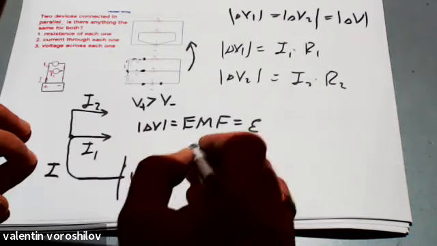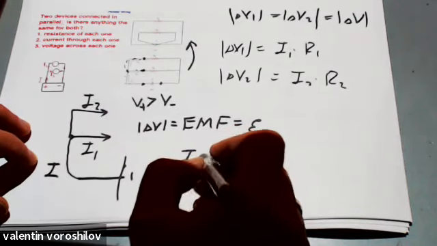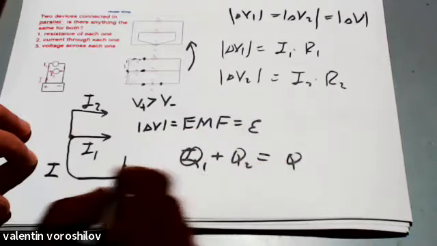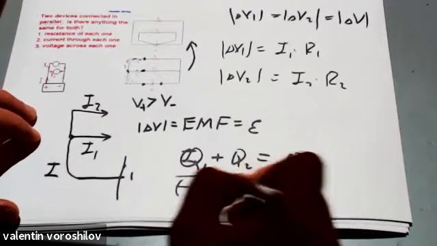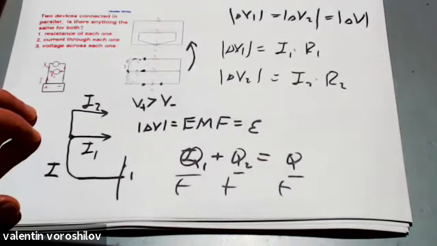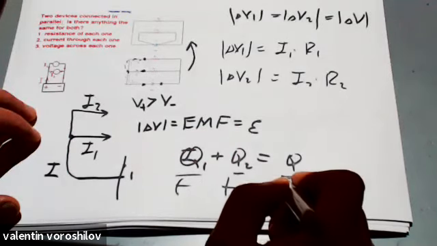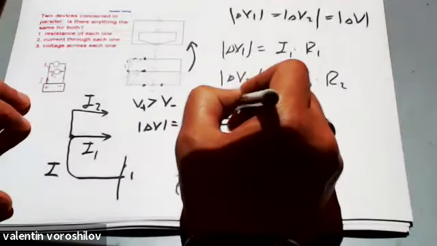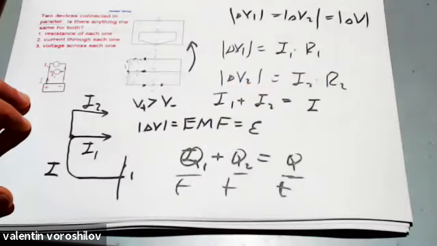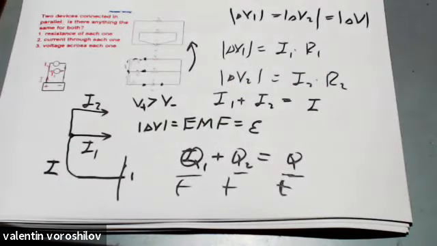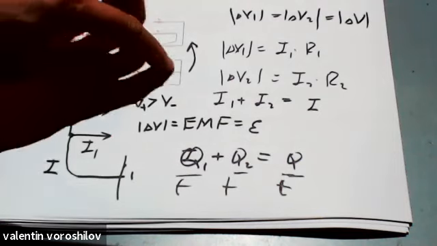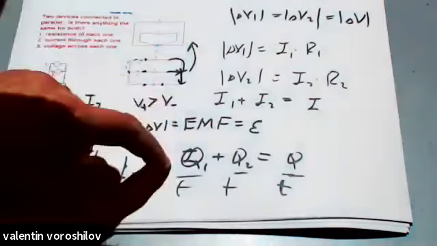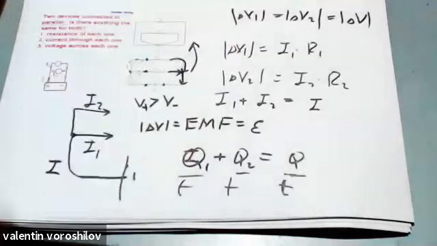So if I add charge number 1 and charge number 2, I should get the total amount of charge traveling initially. And if I divide it by time, I get a very important connection between these three currents. The current number 1 plus current number 2 should be equal to the original current. And actually what happened next? Well, they split here, but they combine again after. And basically this is the law of conservation of electrical charge.